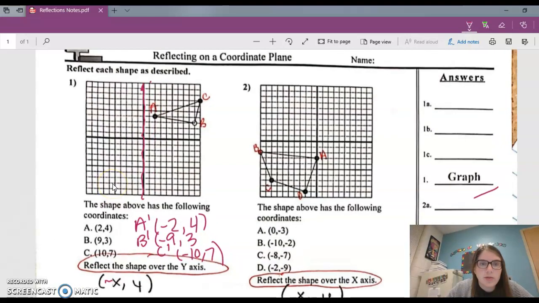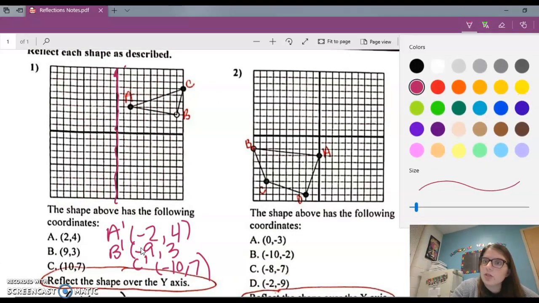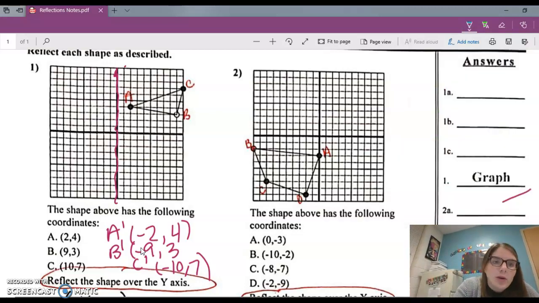All right, I'm going to try to zoom in a little bit. Okay, so I'm going to go ahead and graph my ordered pairs. Let's change our color. Let's do blue. I have negative 2, 1, 2, 3, 4. So that's my a prime. I have negative 9, so 1, 2, 3, 4, 5, 6, 7, 8, 9, and then I'm going to go up 3, 1, 2, 3. There's my b prime. And then my c prime is going to be at negative 10, 1, 2, 3, 4, 5, 6, 7. And there is my c prime.